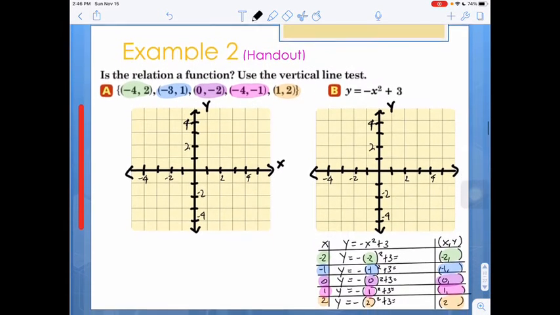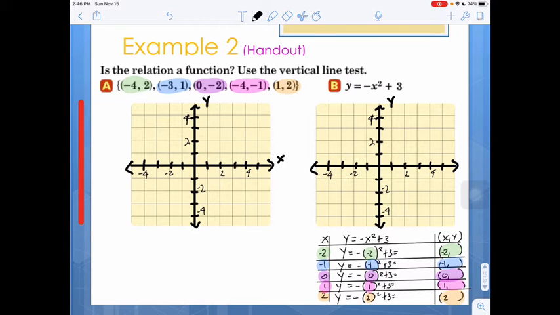Example 2 says, is the relation a function? Use the vertical line test. Notice that part A gives us the points right away, so we're just going to plot these points and then use this vertical line to check whether or not it passes. For part B, we have just the equation, y equals negative x squared plus 3. So to check this, we're going to make a table of values to get some coordinate points that we can plot, and then we'll use our vertical line to test it.